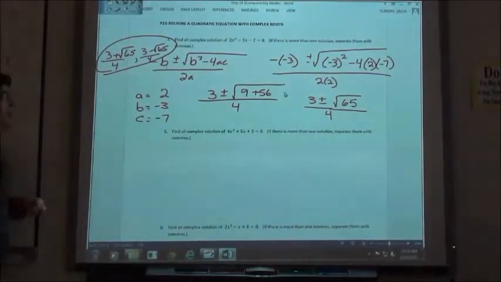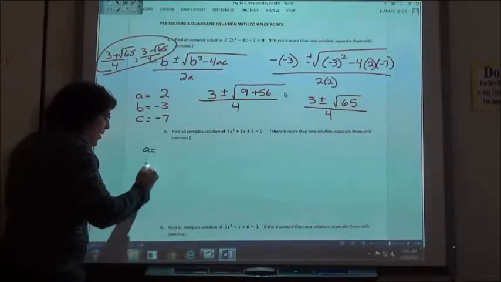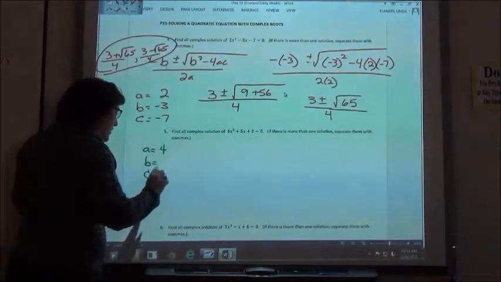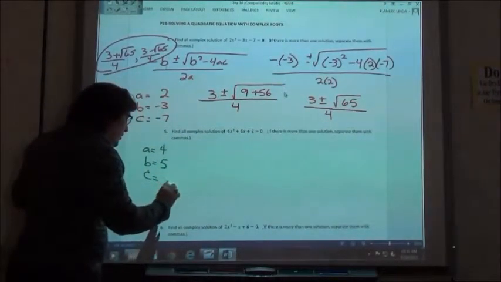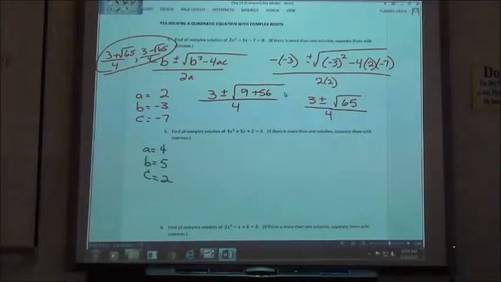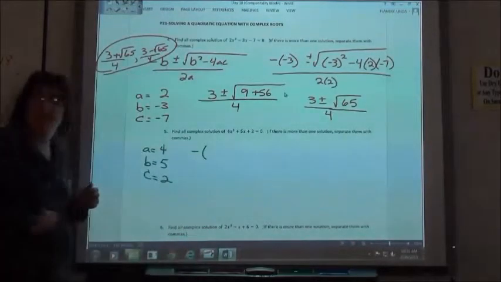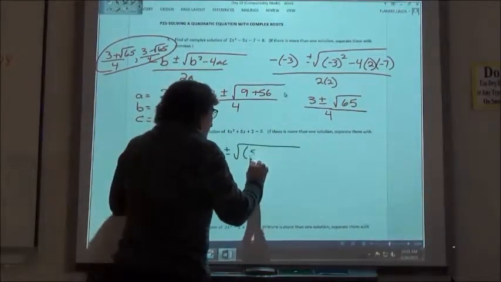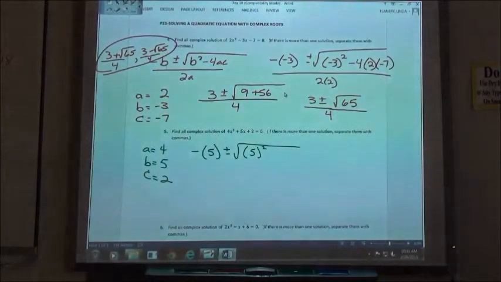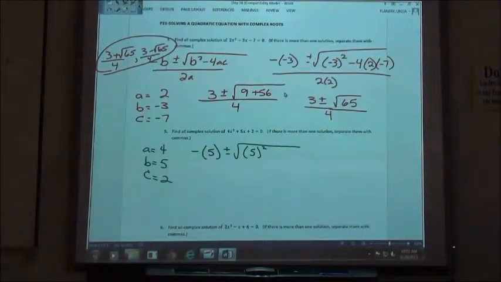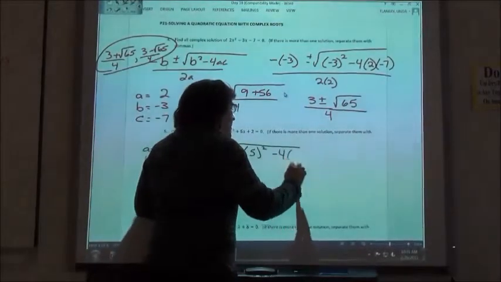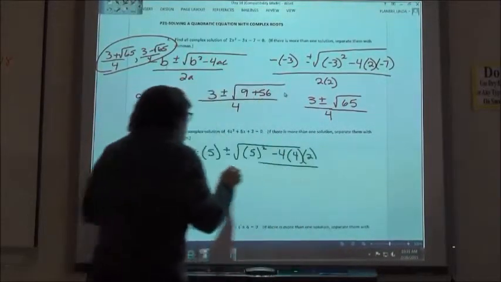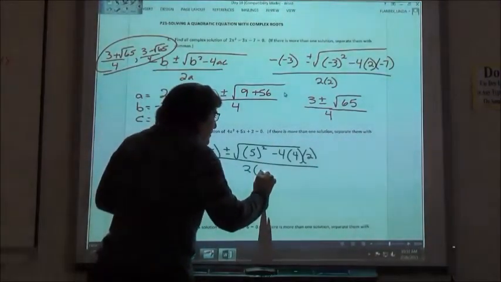All right, if we try the next one then. Find the complex solutions tells me I'm going to use the quadratic formula. So the A value is going to be 4, the B value is 5, and the C value is 2. So plugging that into my quadratic formula, minus the B value. The B value is 5. Plus or minus the square root of the B value, which is 5 squared, right? Then minus 4 times the A value, which is 4, times the C value, which is 2, all over 2 times the A value, so I'm going to have 2 times 4.